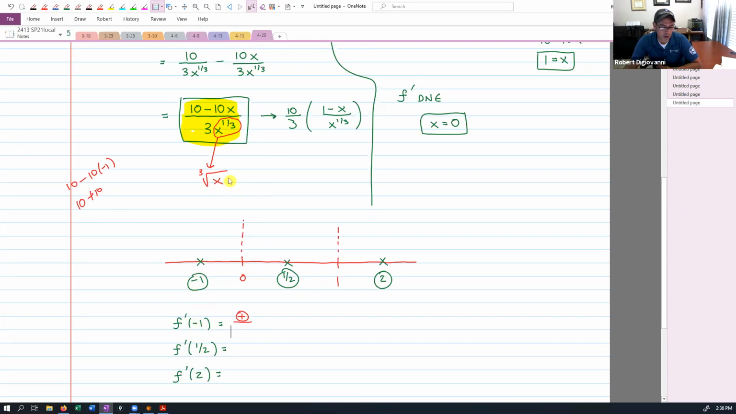If you do -1 in here, what's the cube root of -1? Imaginary. Nope, that's square root. Be careful. The cube root of -1 is -1 still, and then times 3, you get -3. So that's a negative on the bottom. And a positive divided by a negative is negative.